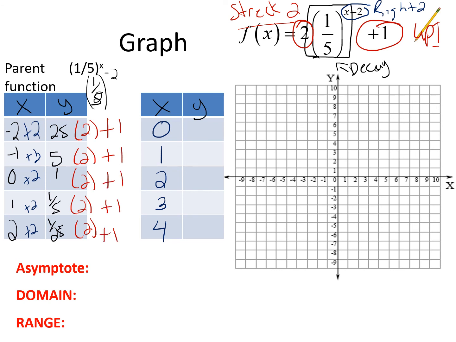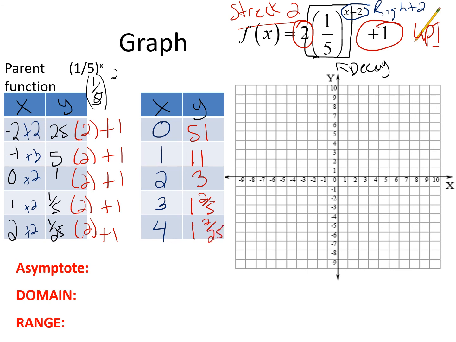So I have 25 times 2 plus 1, so I get 51. Then I have 5 times 2, which is 10, plus 1, I get 11. 1 times 2 plus 1 is 3. 2 times 1/5 would be 2/5 plus 1, so 1 and 2/5. 2 times 1/25, which would be 2/25 plus 1, so I have 1 and 2 over 25. That's what I'm going to be graphing.